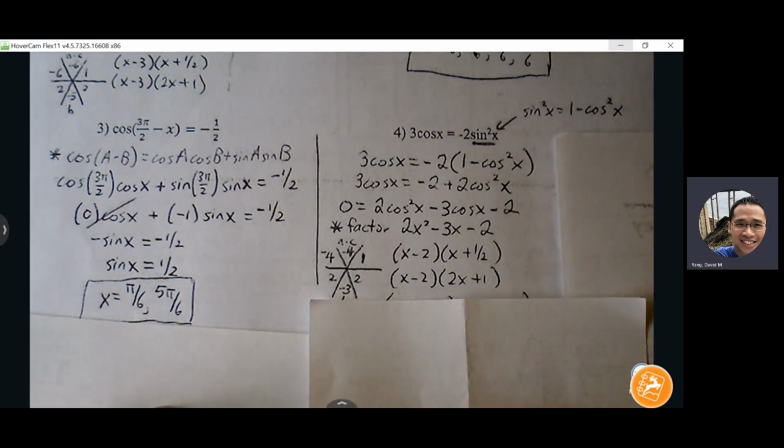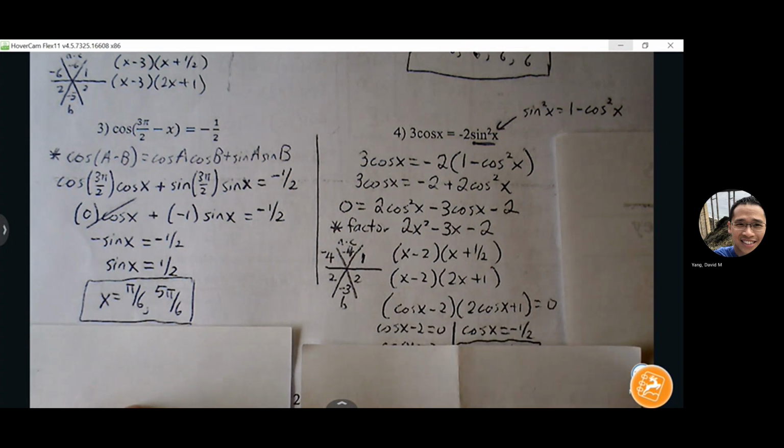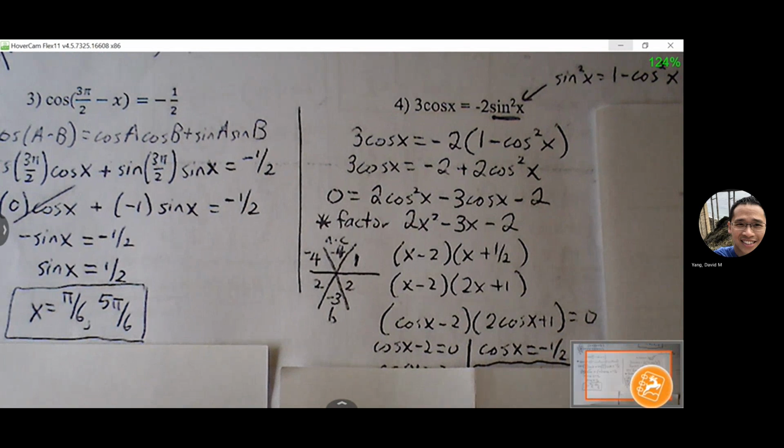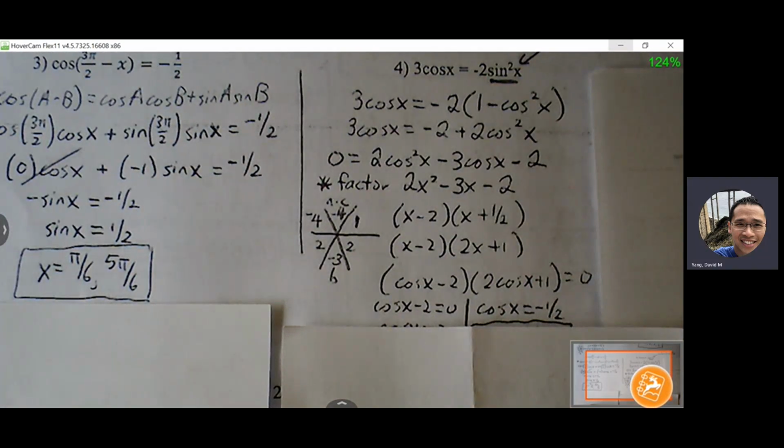Bring cosine back in. Cosine equals 2, no solution there. Cosine equals -1/2. Pi over 3 family in the second and third quadrants.